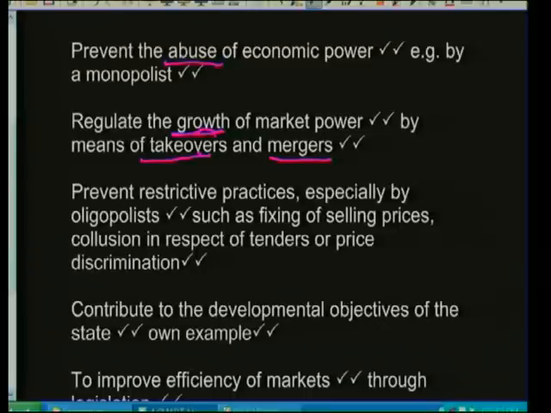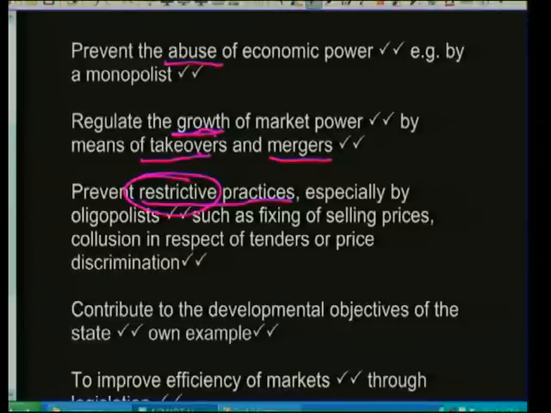To prevent restrictive practices. Now, when you see the word restrictive practices, that means making it difficult for people to either enter the market or for people to afford the product because of price fixing, as you see in the case of the oligopolists. So especially by oligopolists, like fixing of the selling prices, collusion, that's similar to fixing the selling price, where the oligopolists actually work together in respect of tenders or price discrimination.